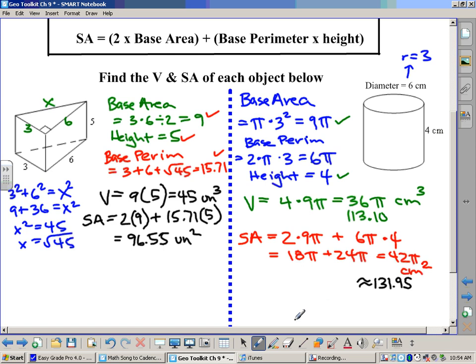So that's how you find volume and surface area of both prisms and cylinders.